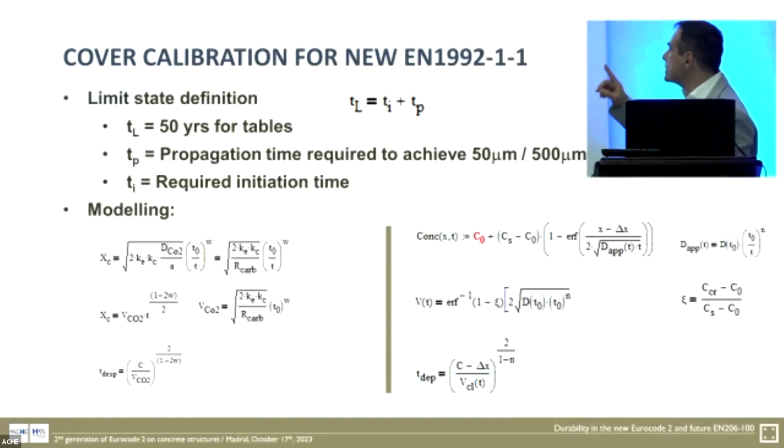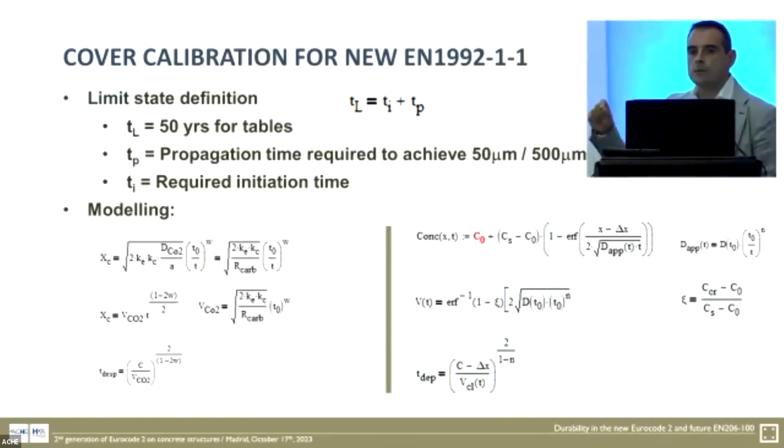So as Carmen said, we have the service life period, which is a sum of the initiation period, the time for the aggressive agent to reach the rebar, and the propagation period, which is the period in which the rebar corrosion is active. So we have considered a service life of 50 years and 100 years, and we have considered the propagation time required to achieve either 50 microns or 500 microns. These microns take into account the onset of cracking. So the limit state we consider is just the appearance of visible cracking in the cover. Not much cracking, but just cracking caused by the reinforcement corrosion.